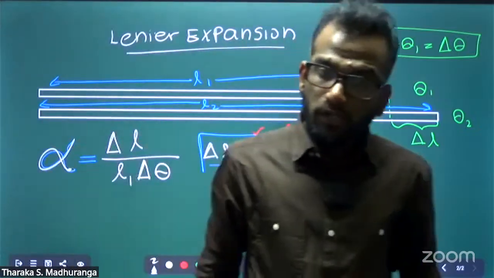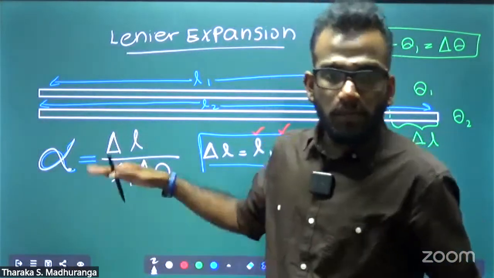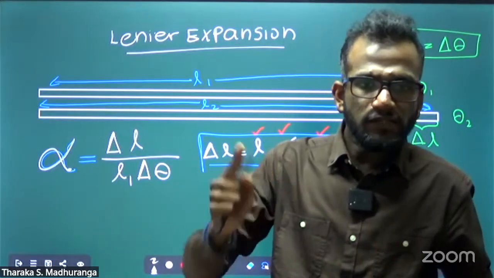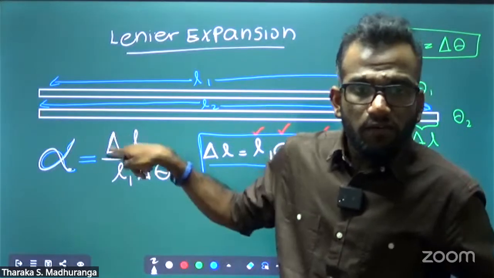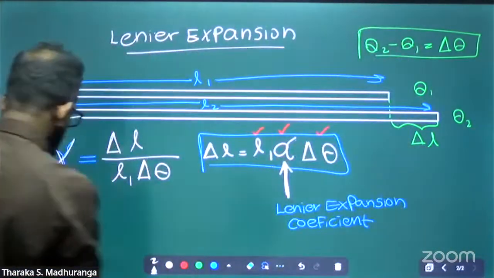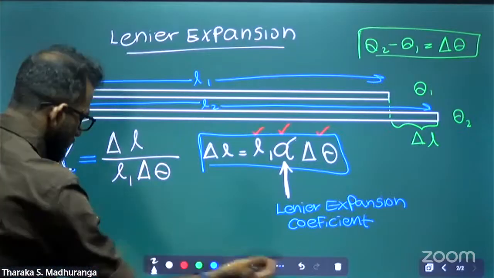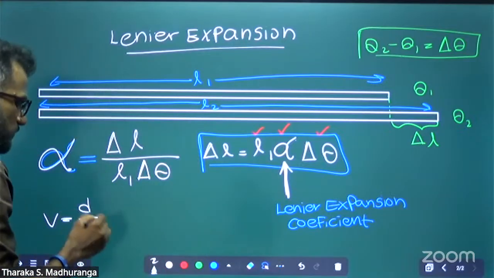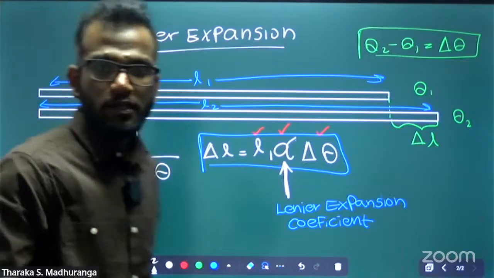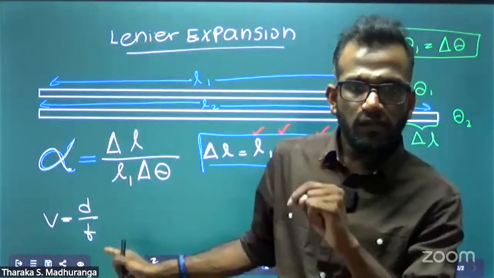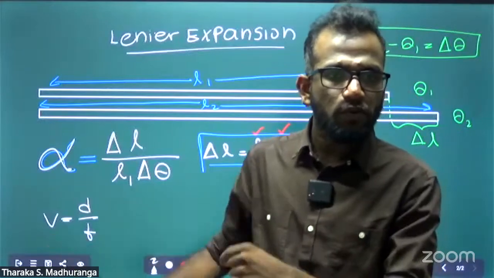Then you already know this type of equation: the below factors become 1. Below factors, they are 1. As an example, velocity equals displacement over time. Then what is the meaning of velocity? The displacement within unit time. Displacement over unit time, that we call velocity. Same.